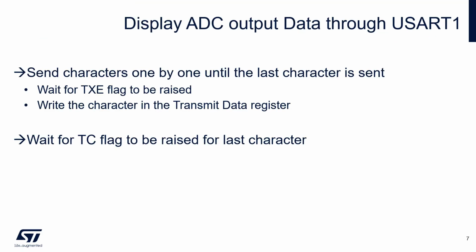For displaying the ADC output data through the USART1 interface, we will perform 2 operations. First of all, we will send the characters one by one until the last character is sent. After, we will wait for the transfer complete flag to be raised for the last character. To send the characters one by one, we will wait for each character that the TXE flag is raised, and then we will write each character to the transmit data register. We will perform this operation using the low-level driver.